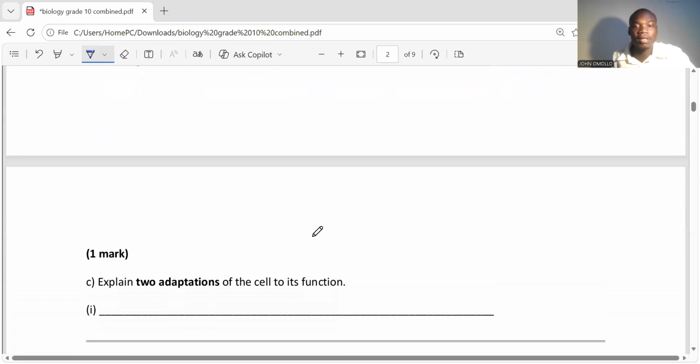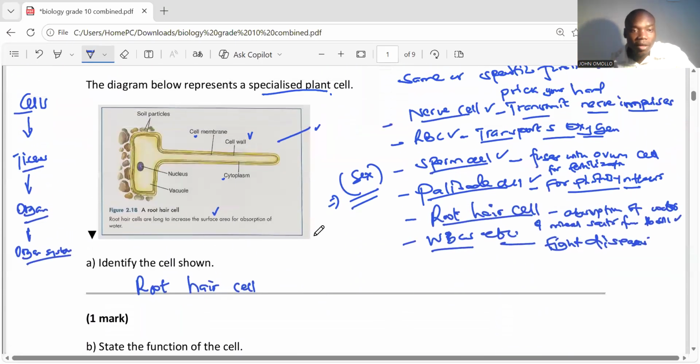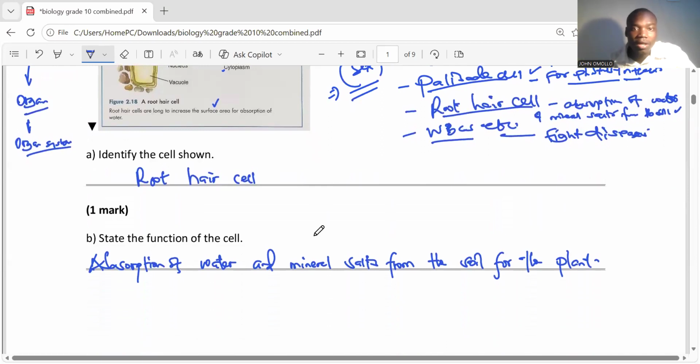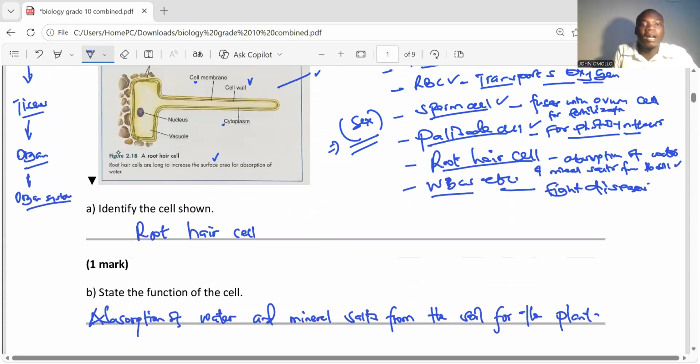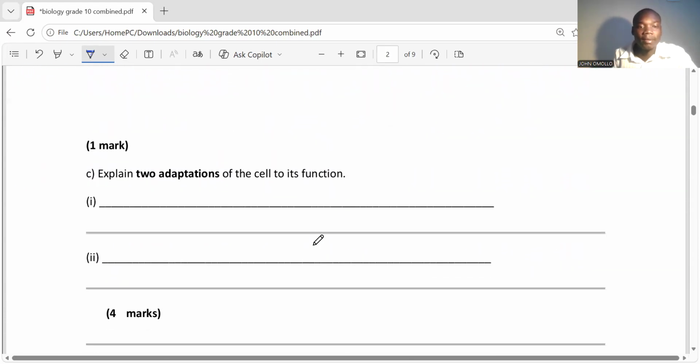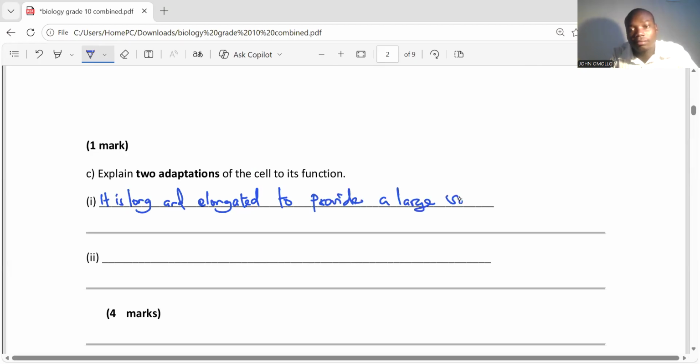Explain two adaptations of the cell to its function. So already we have one adaptation. It is long to increase surface area for absorption of water. So we know that it is long. Indeed, it is long. From the diagram, you can easily see how the distance, it is long and elongated. So we can say it is long and elongated to provide a large surface area for absorption of water and mineral salts.